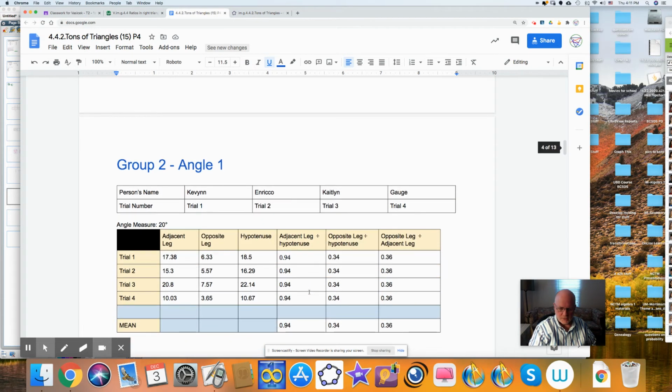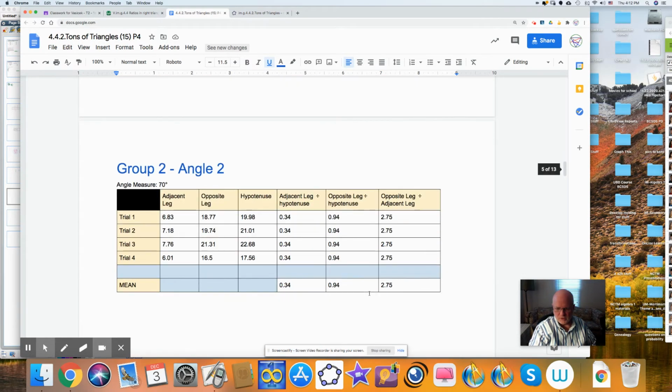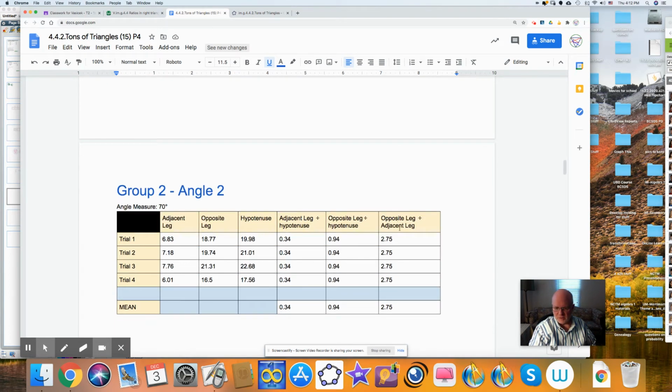Or here's another one. This is 20 degrees. I get 0.94 and 0.34. And then when I do this one, I get 0.34 and 0.94. And if I take this number and take 1 and divide it by this number, I'll get this number. Or if I take 1 and divide it by this, I get its opposite. So the opposite over the adjacent over the opposite.